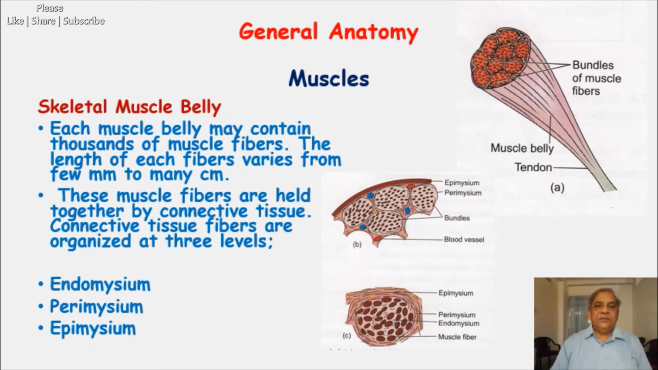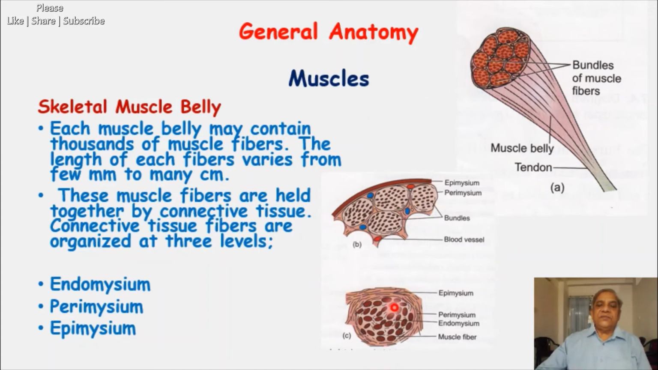And again, the further structure of this muscle: each muscle belly contains thousands of muscle fibers, which I have already shown. You can see in the cross section of the belly, at least hundreds of fibers are seen. And these fibers are arranged in different patterns, and why they are arranged in a pattern, I am going to tell you. First, let me tell you the pattern.